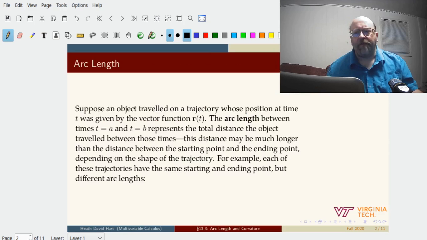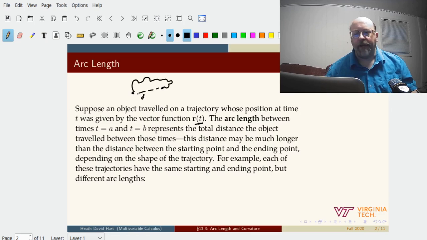So suppose we have an object that traveled on some trajectory, and the position of the trajectory is given by this function. The arc length between these two times represents the total distance that the object traveled. Distance may be longer than the distance between the starting point and the ending point. This is not this distance formula, because the trajectory may have taken a lot longer to get from A to B.